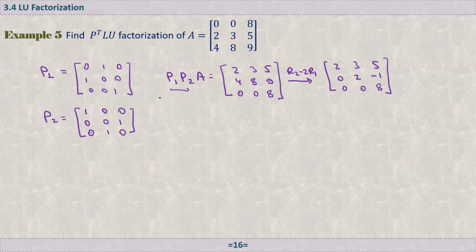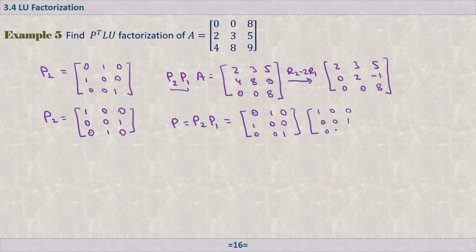Good. Now also let's find this P. What is P? P equals, okay guys, we know that first it should be like this. P1 first, then P2. So that is P2, P1, right? And here we have 0, 1, 0, 1, 0, 0, and the 0, 0, 1, right? And multiplying this by P1. What is it? 1, 0, 0, 0, 0, 1, 0, 1, 0.